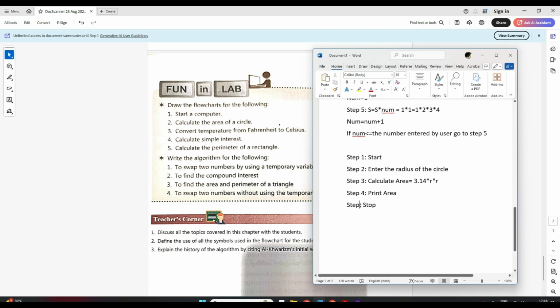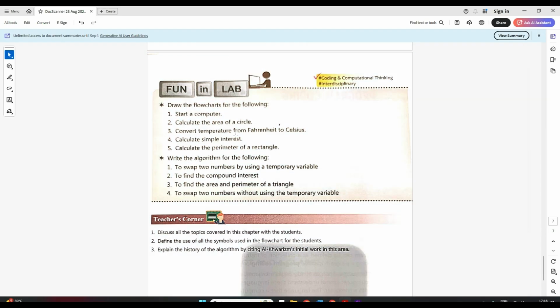Start and stop. So here if you see your flowchart, this will be the start box, this is the stop box. Here you will have the input output box. Here you will have the processing box. Here again the input output box. Clear?